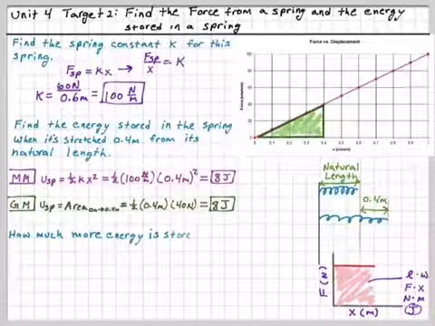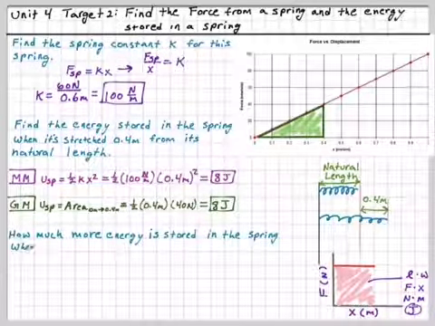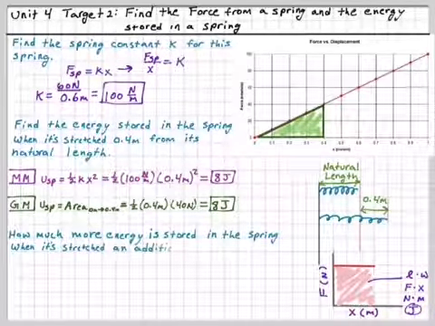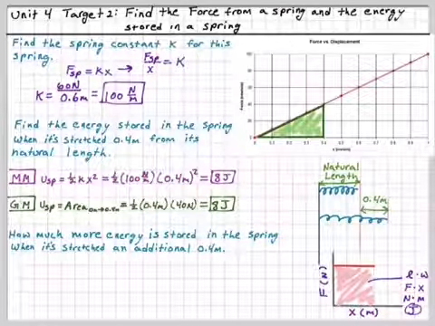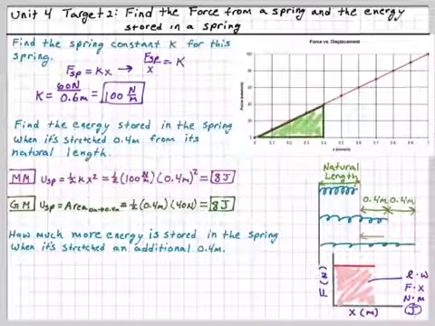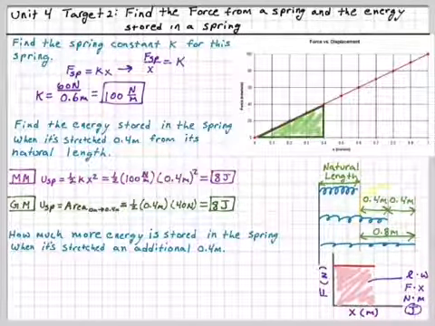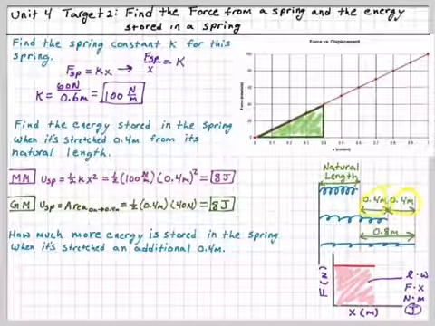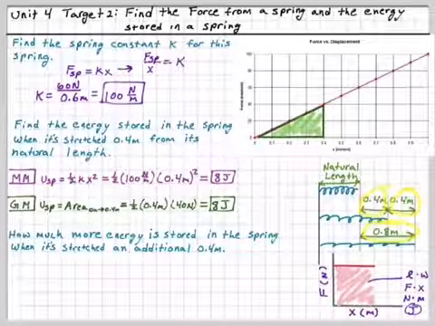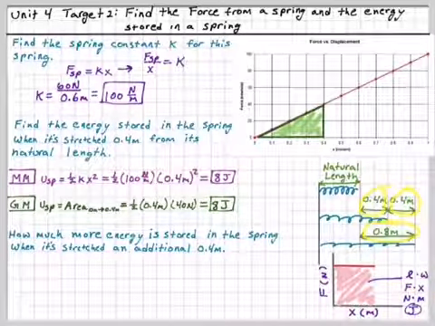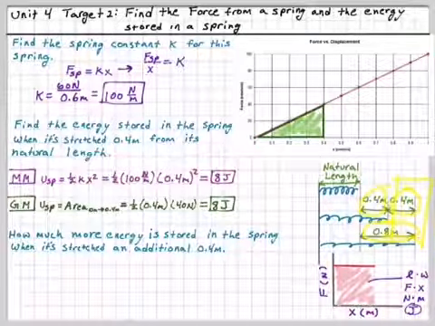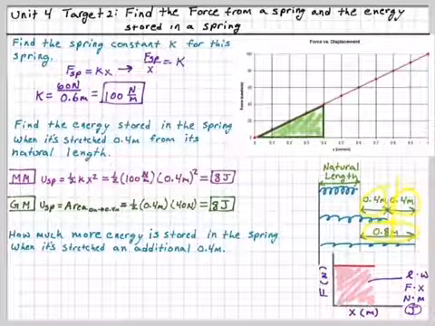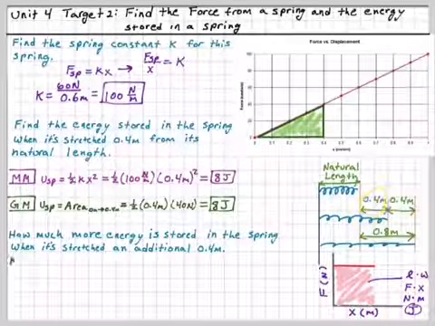Now, a good follow-up question is to think about how much more energy is stored in the spring when it's stretched an additional 0.4 meters. So what does that look like? Well, that looks like this. It's already stretched this much, but if we stretch it 0.4 meters more, in other words, a total of 0.8 meters, then how much more energy was stored in it while we stretched it that additional 0.4 meters? Let's take a look at that.